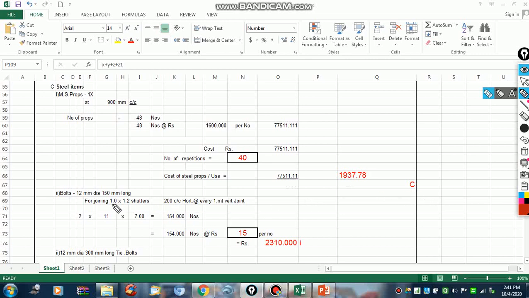Bolts 12 mm dia, 150 mm long, for joining 1 by 1.2 meter shutters, 200 mm center to center horizontal, at every 1 meter vertical joint. 2 into 11 into 7 will be 154 numbers, at the rate of 15 rupees will make 2310. This I call 1.